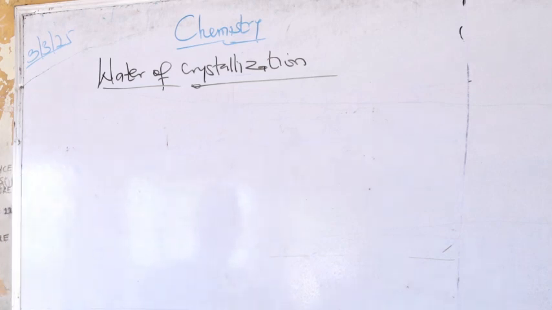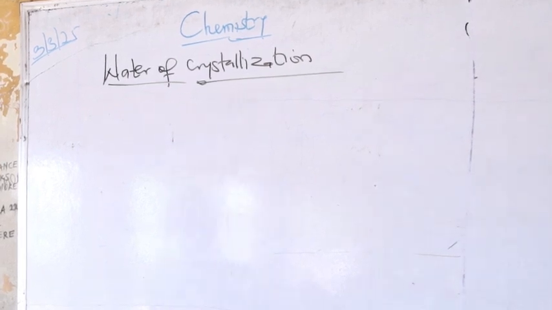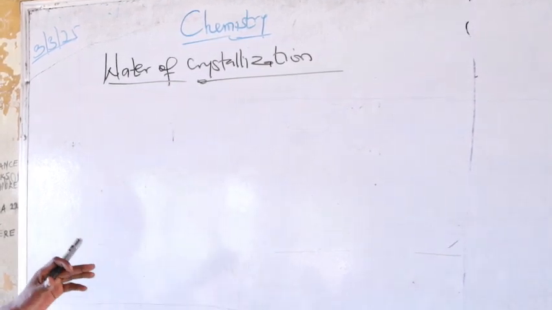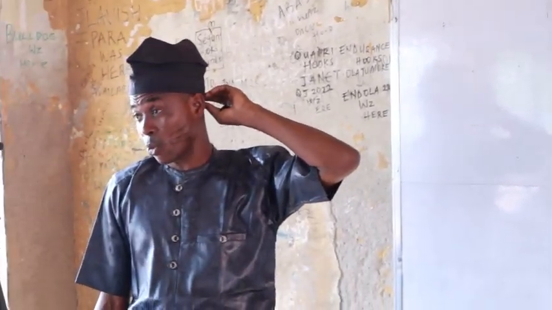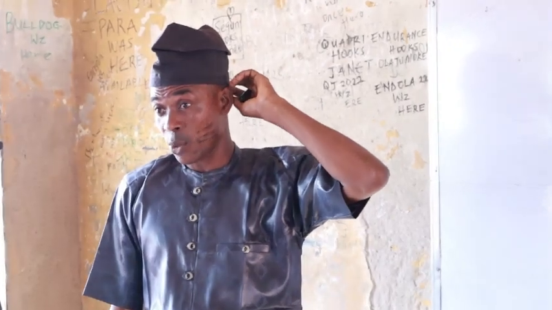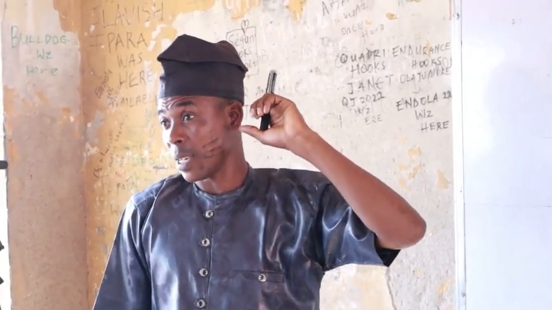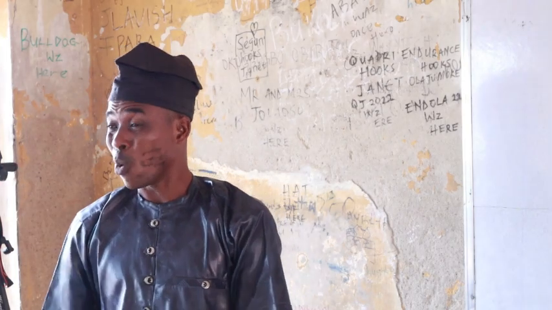Water of crystallization. Just like I explained the other time, when salt has water of crystallization attached to it, the salt is referred to as hydrated salt. But the salt without water of crystallization is referred to as anhydrous. Now, what is this water of crystallization?